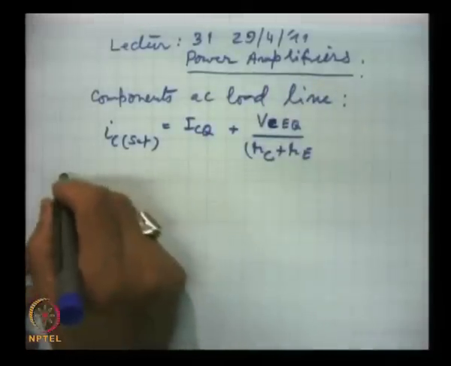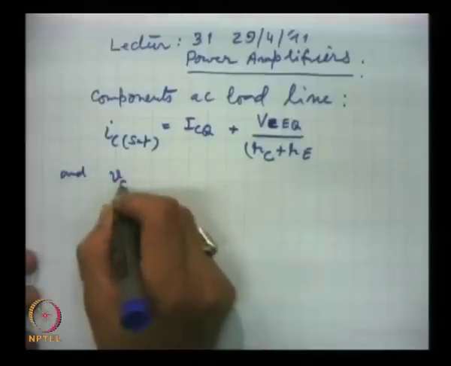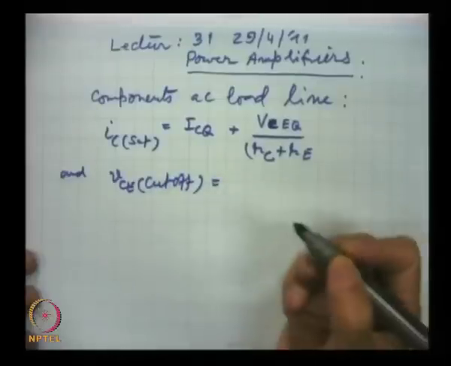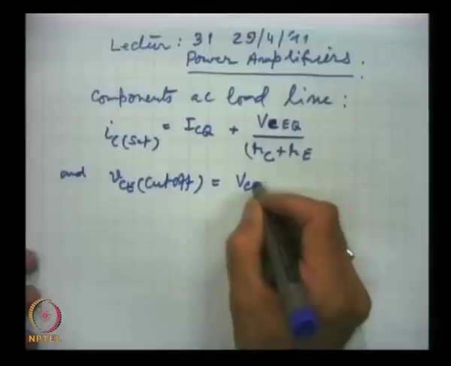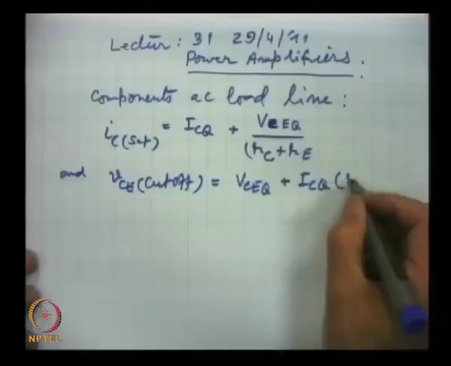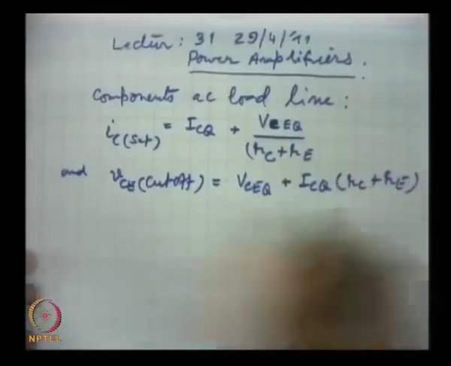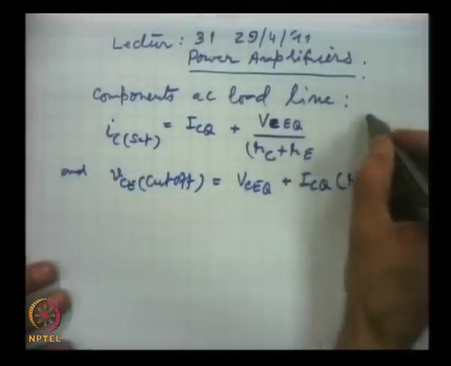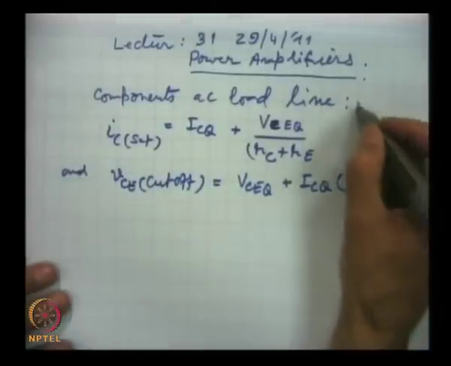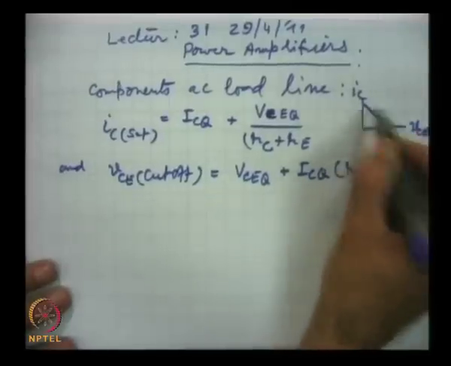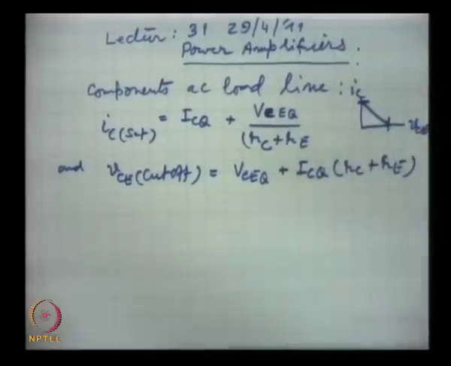And VCE cutoff is VCEQ plus ICQ times (RC plus RE). These two expressions we got, and they represent the two extreme points of the load line. This is the saturation point, this is the cutoff point, and these two expressions were obtained.